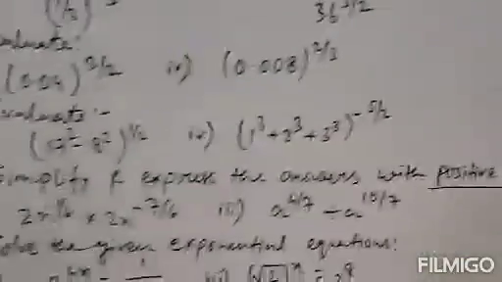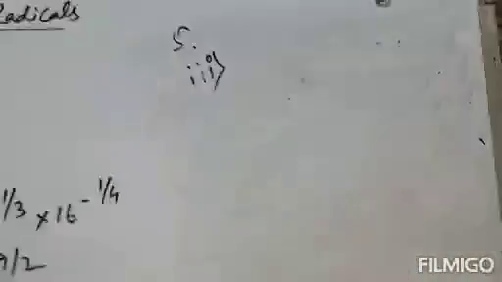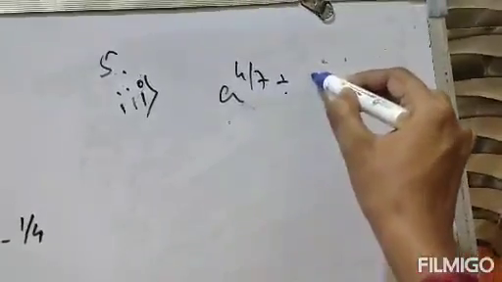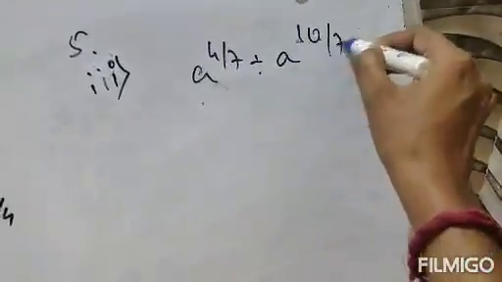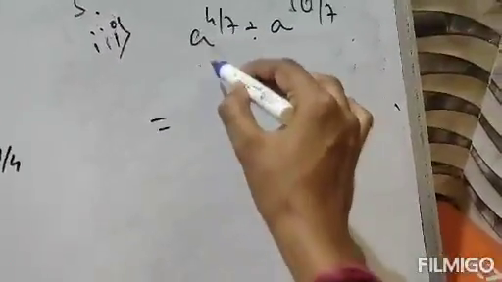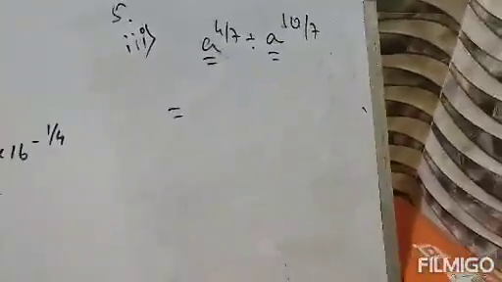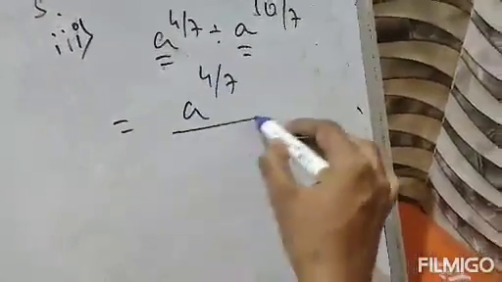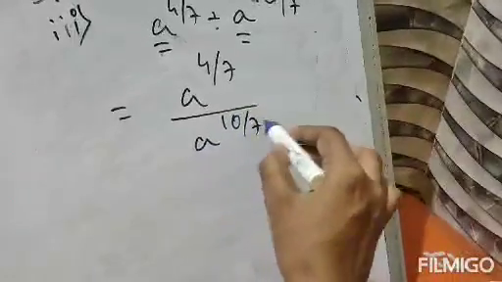Next, question number 3. It says a to the power 4 by 7 divided by a to the power 10 by 7. So the bases are same. Now see, we can write it like this: a to the power 4 by 7 divided by a to the power 10 by 7.